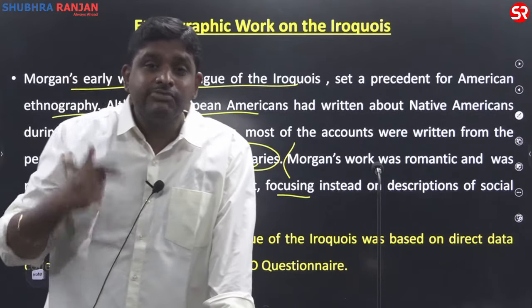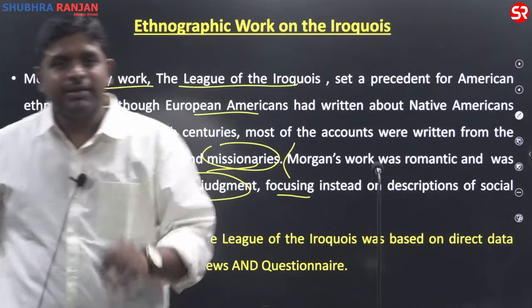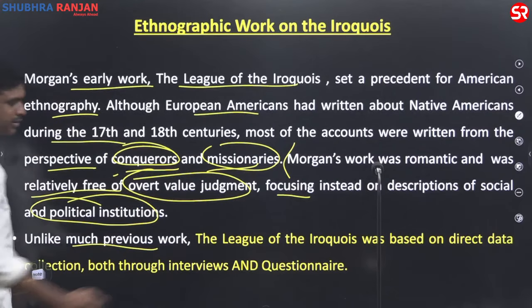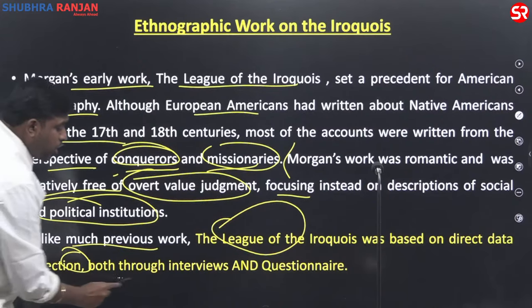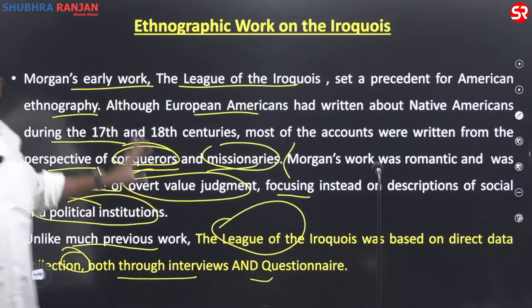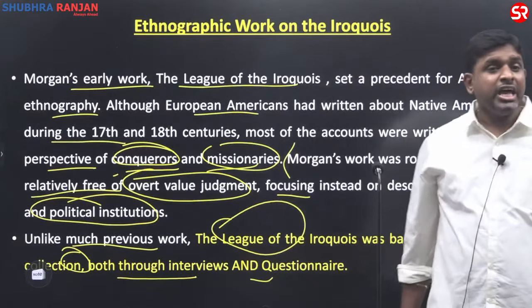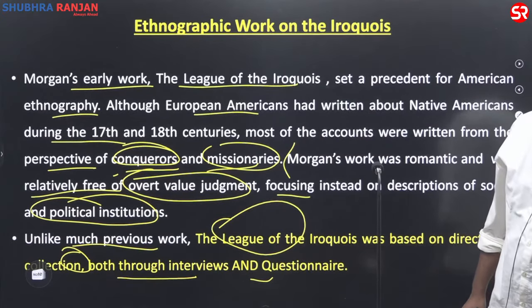So this person is very famous. Why? Because he took the view of the people. Unlike much previous work, The League of the Iroquois was based on direct data collection, both through interviews as well as observation. So hence, his work is most appreciated, his fieldwork is more appreciated. Why? Because he had written the view of the people, not the view of the conqueror or missionary.